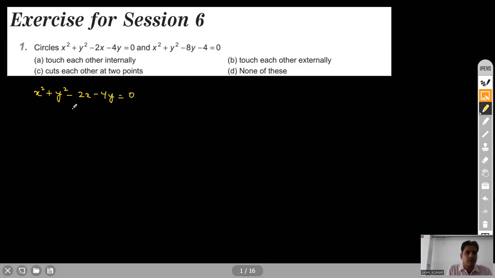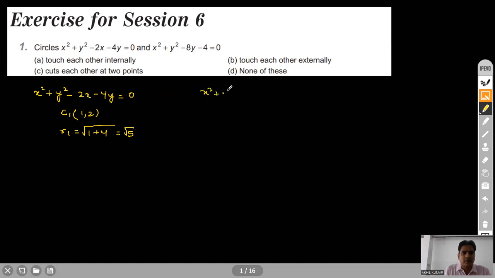So what is the center of this circle? It will be 1 comma 2, right? And what will be the radius of this circle? It will be 1 squared, 1, plus 2 squared, 4, and minus of c. So here c is equal to 0. So R1 is coming out to be root 5. Now let's see the equation of the second circle.